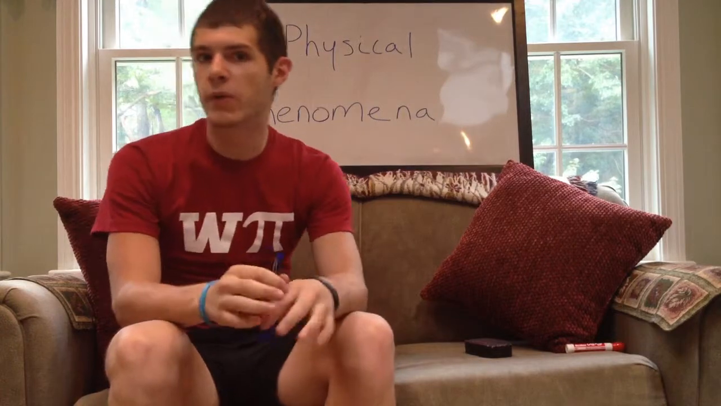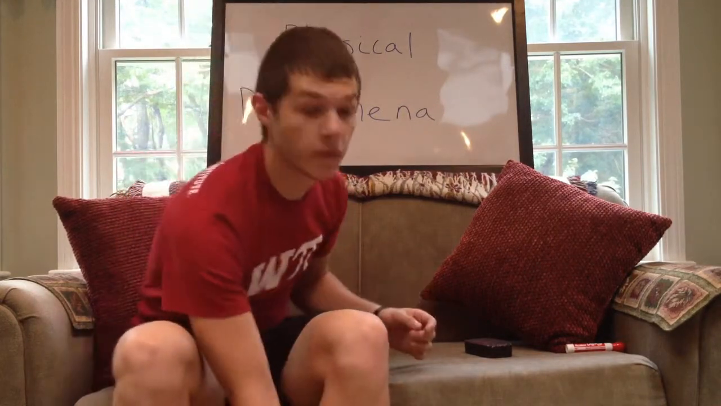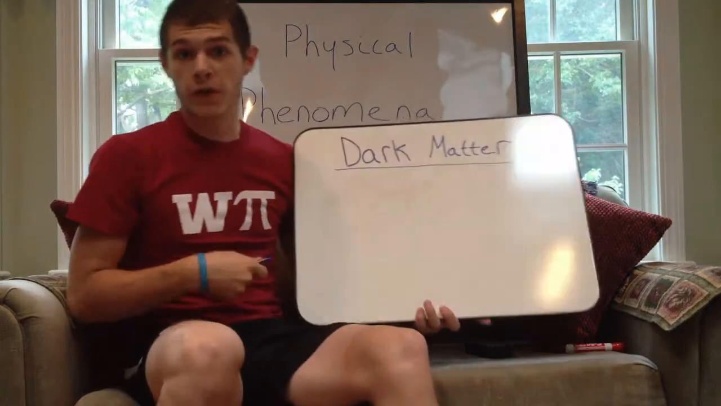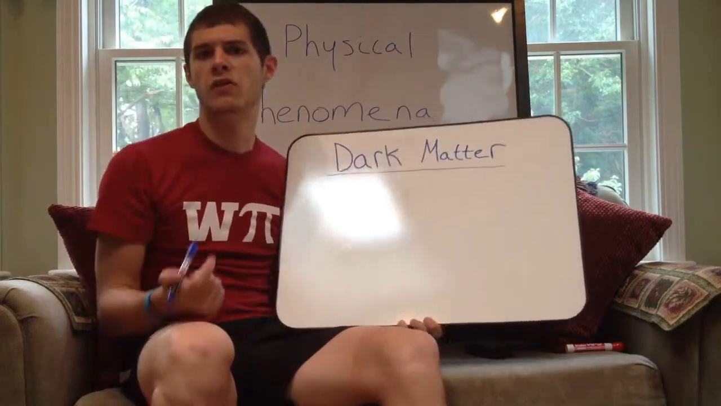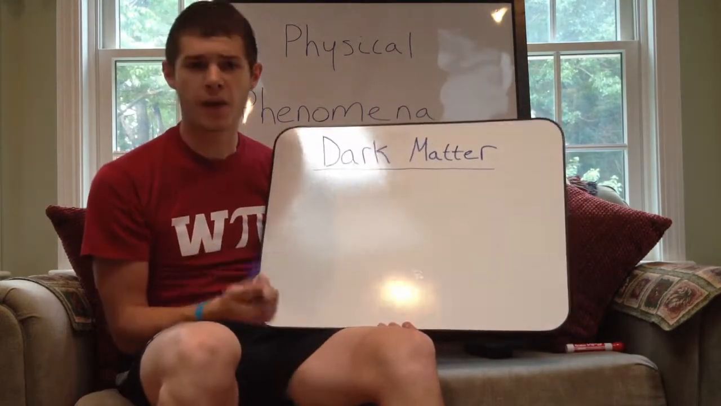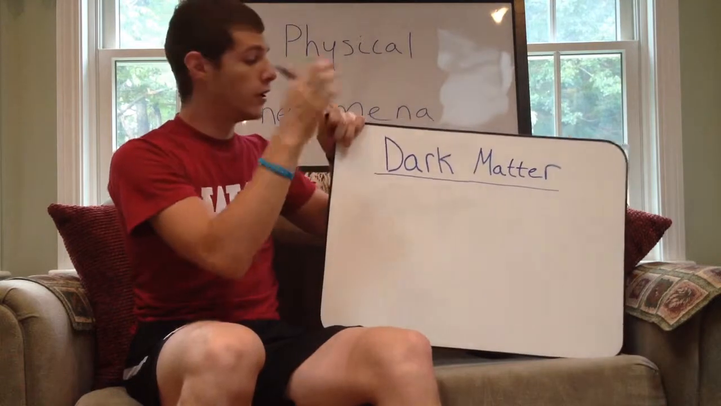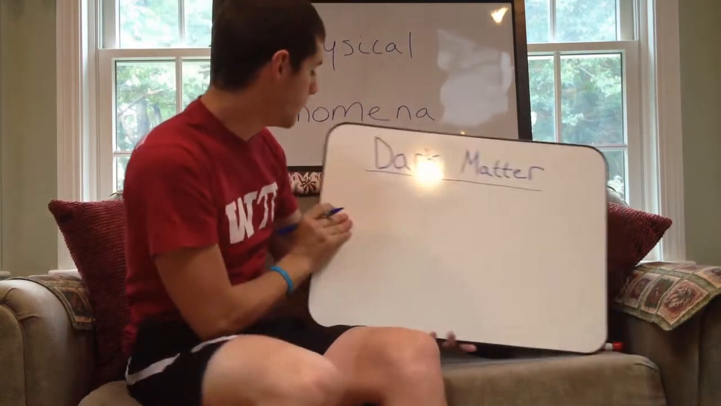Now today, we're going to talk about a new and interesting topic in astronomy called dark matter. First, we're going to go over what it is, how it got discovered, and how much there is in the universe. So, let's start off with a simple pie graph.